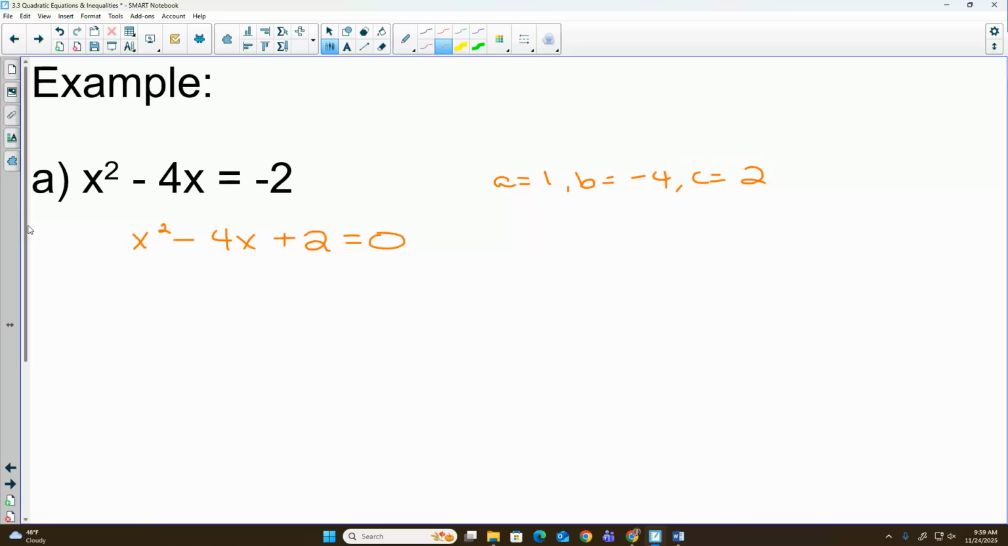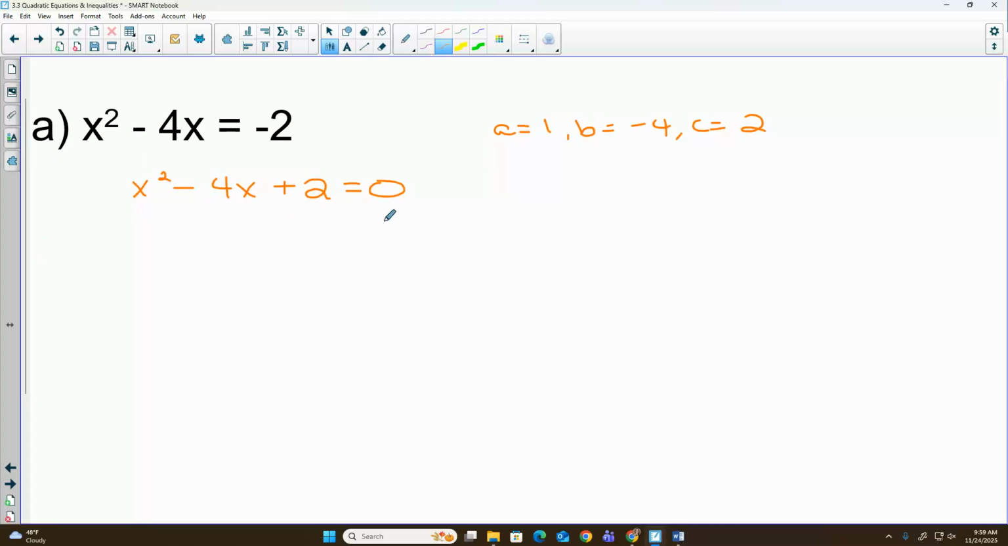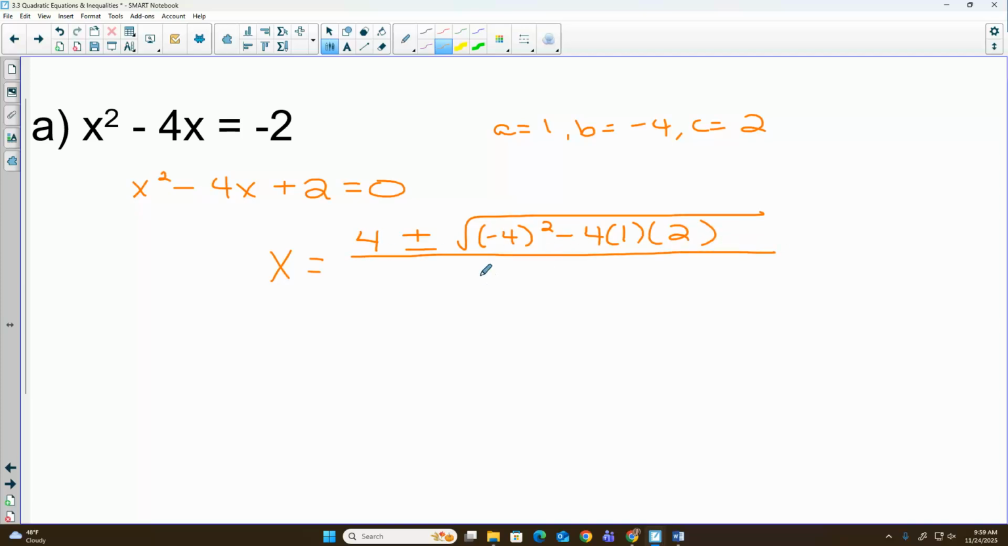Would this one factor nicely if we tried? Does anything multiply 2 and add to -4? No. Okay, so x equals the opposite of B. The opposite of -4 is 4. Plus and minus the square root of B, so -4 squared, minus 4 times A times C, all over 2A.